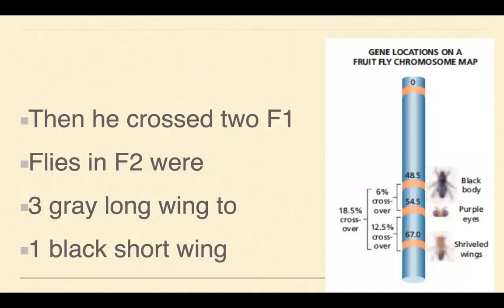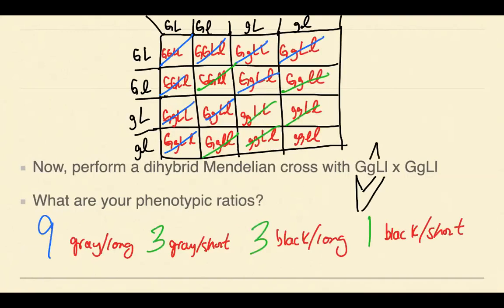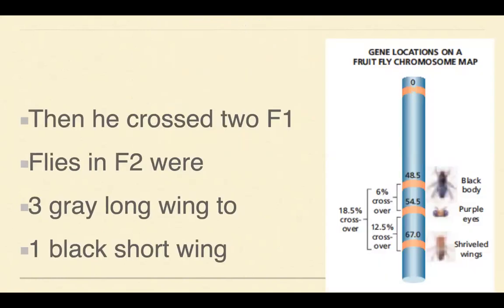Then what he did was he crossed 2 of the F1 flies. The flies in F2 were 3 gray long wing to 1 black short wing. So even though we just did a dihybrid cross and we got 9331, when he took 2 of these guys, he got back to our original monohybrid cross ratio of 3 to 1. This is gray dominant, long wing dominant. Sorry, I should use the same. This is dominant and long wing, and this is recessive.